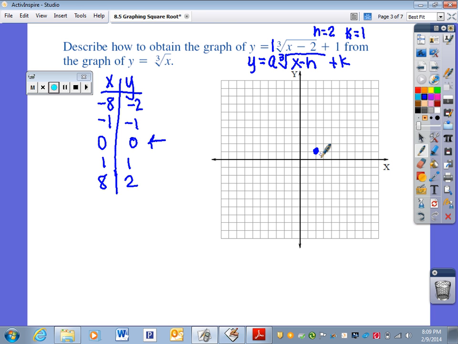It's like when we were doing our graphs of our parabolas and we use this new point as our new vertex and then we simply just graphed from there. I like to use that (0, 0) as my shift, my (2, 1), and then graph my points from there.